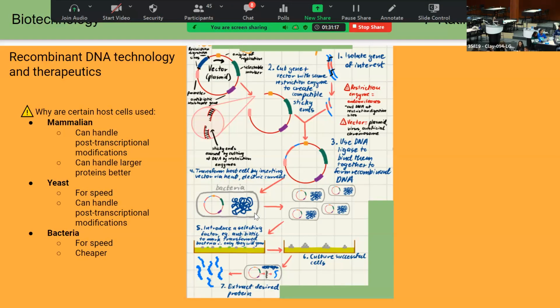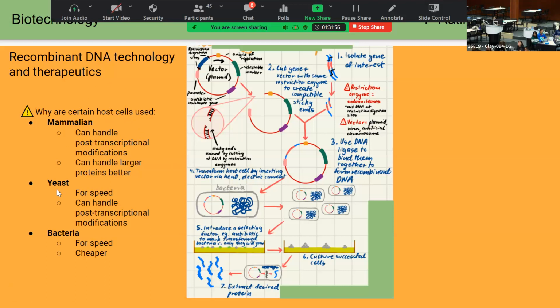It's inserted into a vector via heat or electric currents, which is normally a bacteria cell as well. It's allowed to replicate and is cultured successfully. Before it gets cultured, it is usually exposed to something like an antibiotic, something that can select which bacteria actually have the gene that you want. So you're only left with cultures that have the gene of interest. Then you just extract the protein once it's made, and you have a bunch of these proteins coming from the gene of interest.